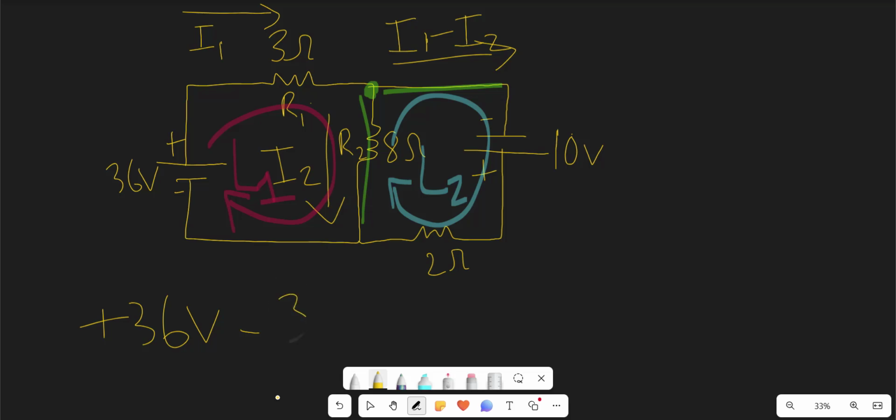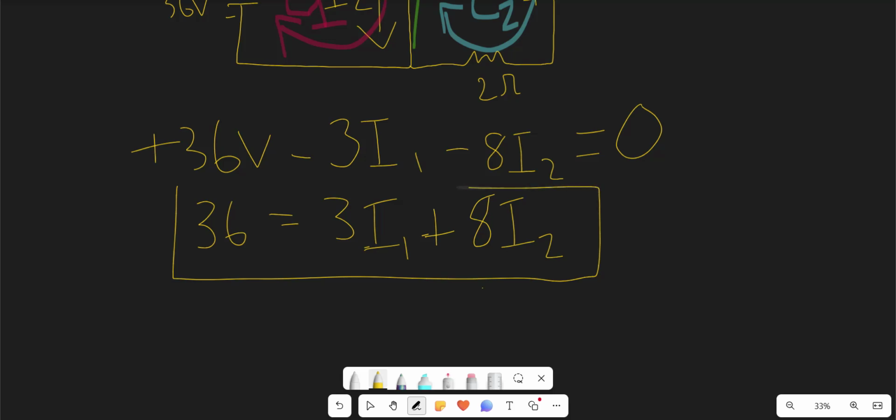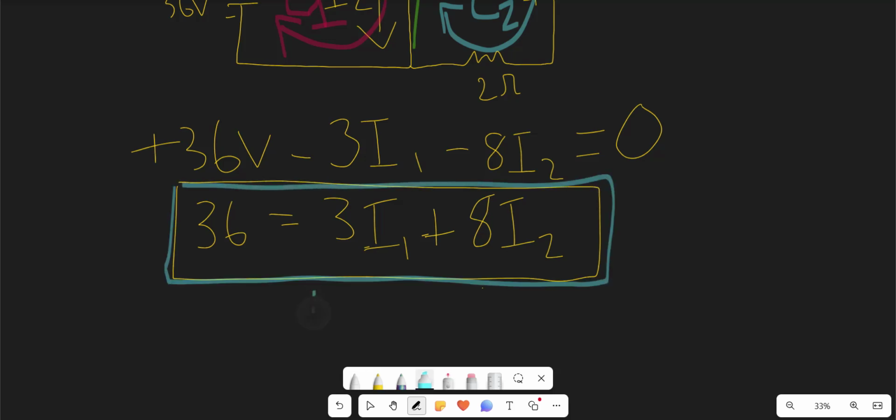So 3I1, and then we're going to go through the R2 resistor. So this is going to be minus 8I2 because I2 is the current flowing through resistor 2. And now we can set all this equal to 0. So now let's just move these negative terms to the right side. So that's going to leave us with 36 is equal to 3I1 plus 8I2. So this is going to be our first equation that we'll use in the system of equations. So let's move on to solving loop 2. So this is equation 1.